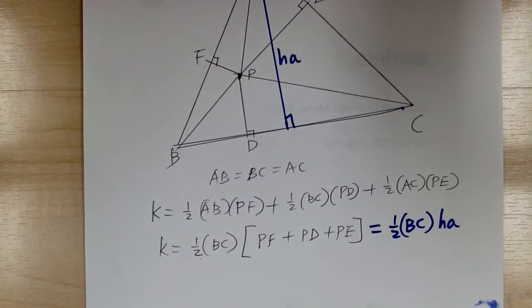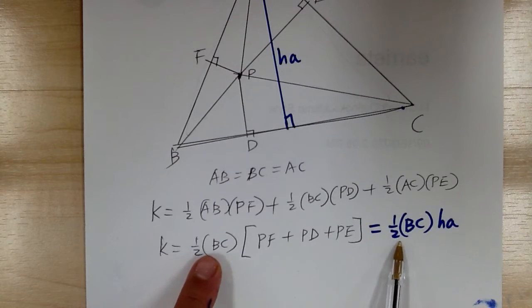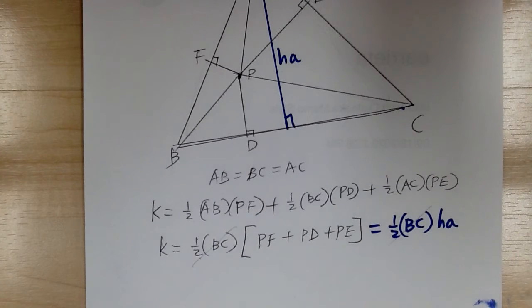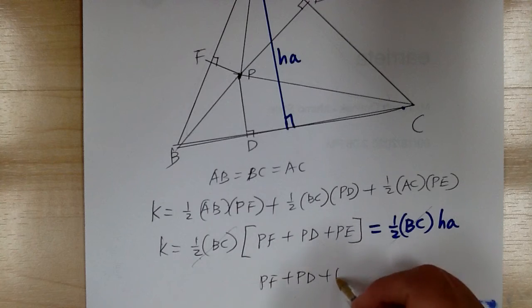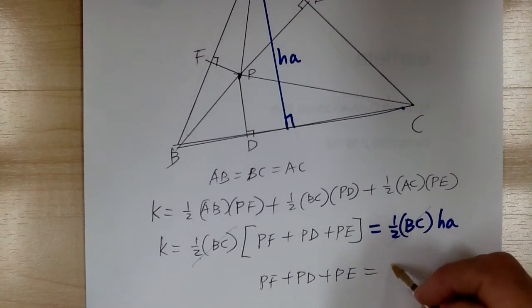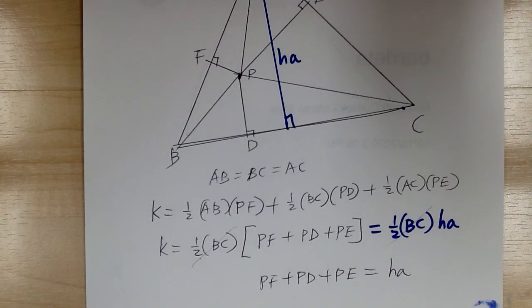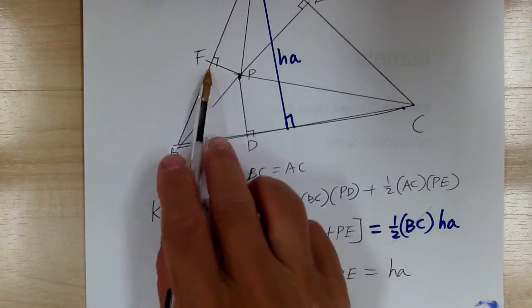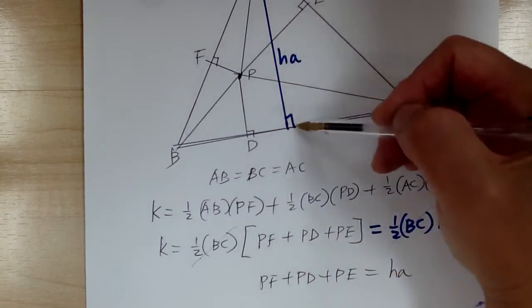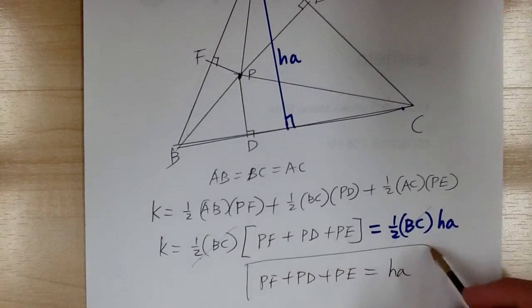And so now you can see the 1/2 BC cancels out, right? So you got PF plus PD plus PE equal to the H of A. So the sum of the three perpendicular segments equals the altitude. And that's it.